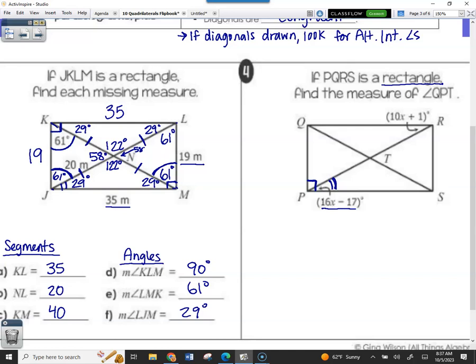Why? They're alternate interior. So look, this is the angle that we know down here. Go over the diagonal, come to the other end, and is this the angle they also give us? Then they're equal. So that's your equation. It's going to be that they equal each other.